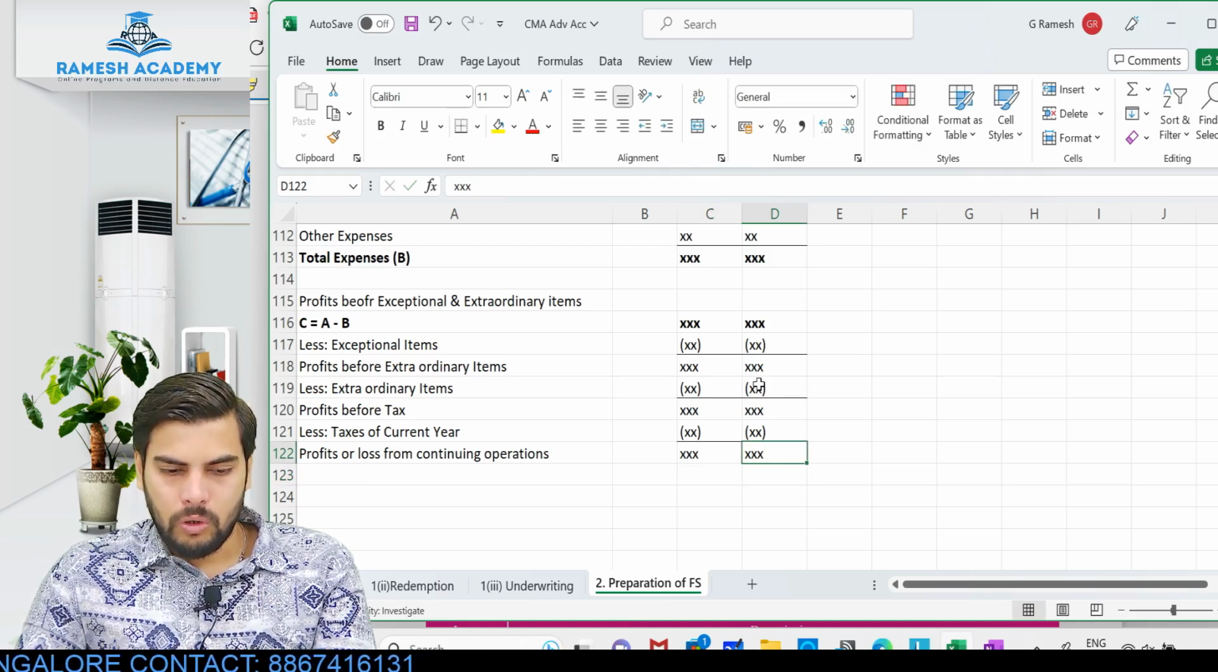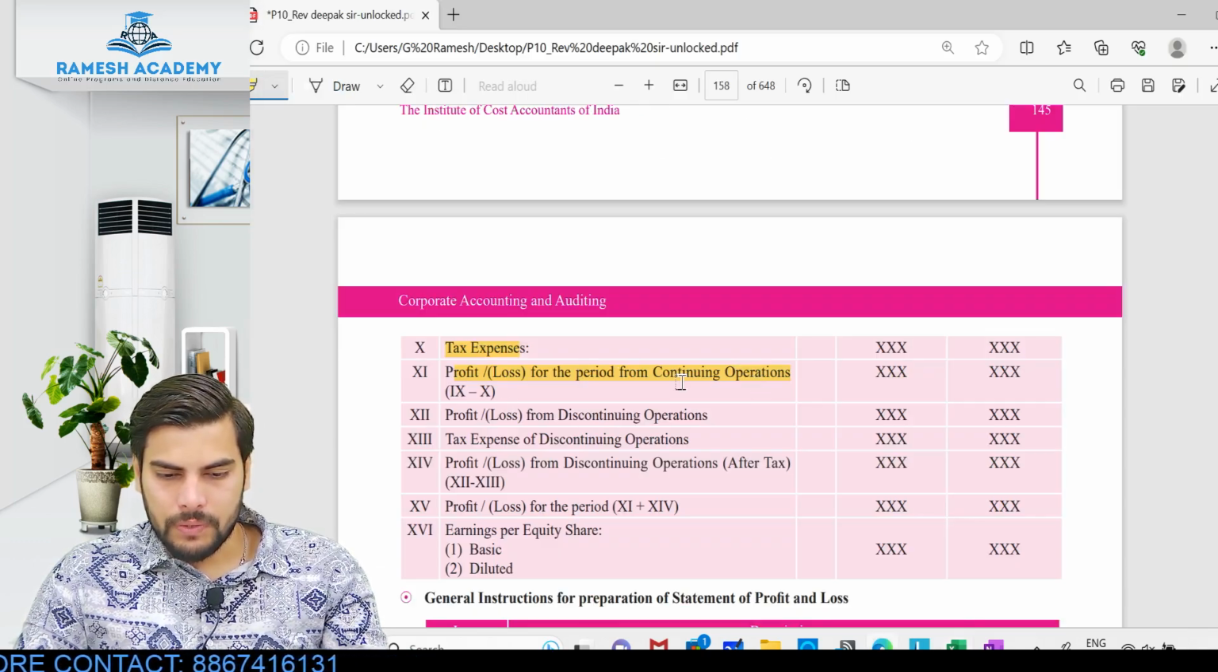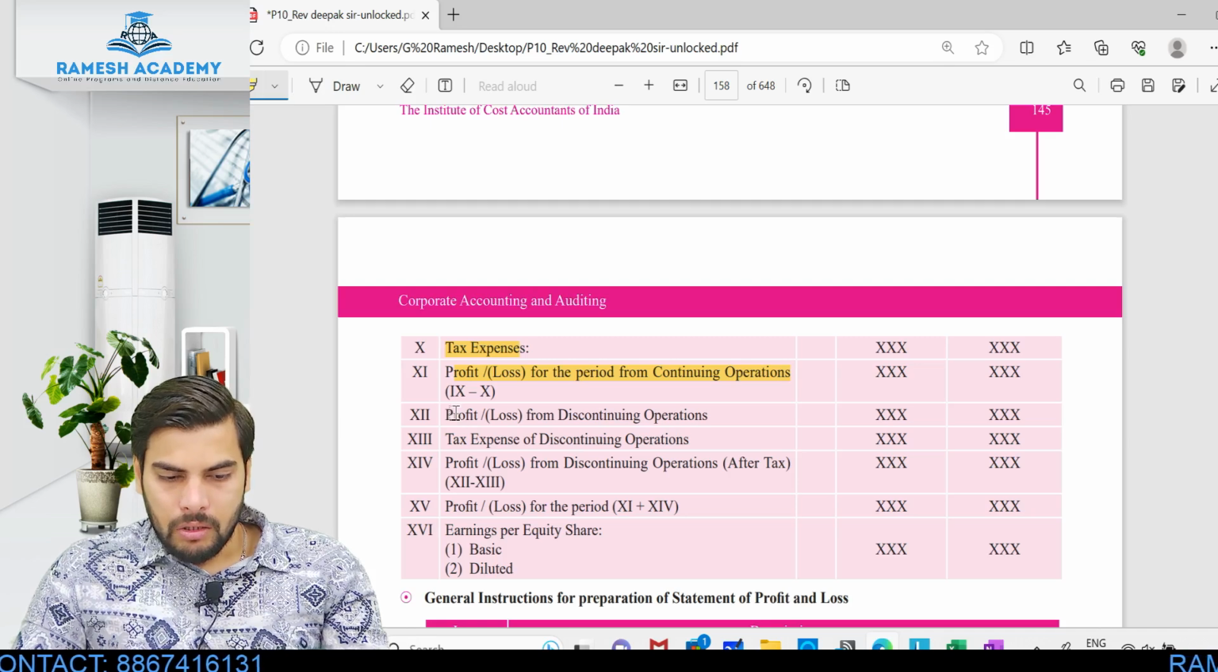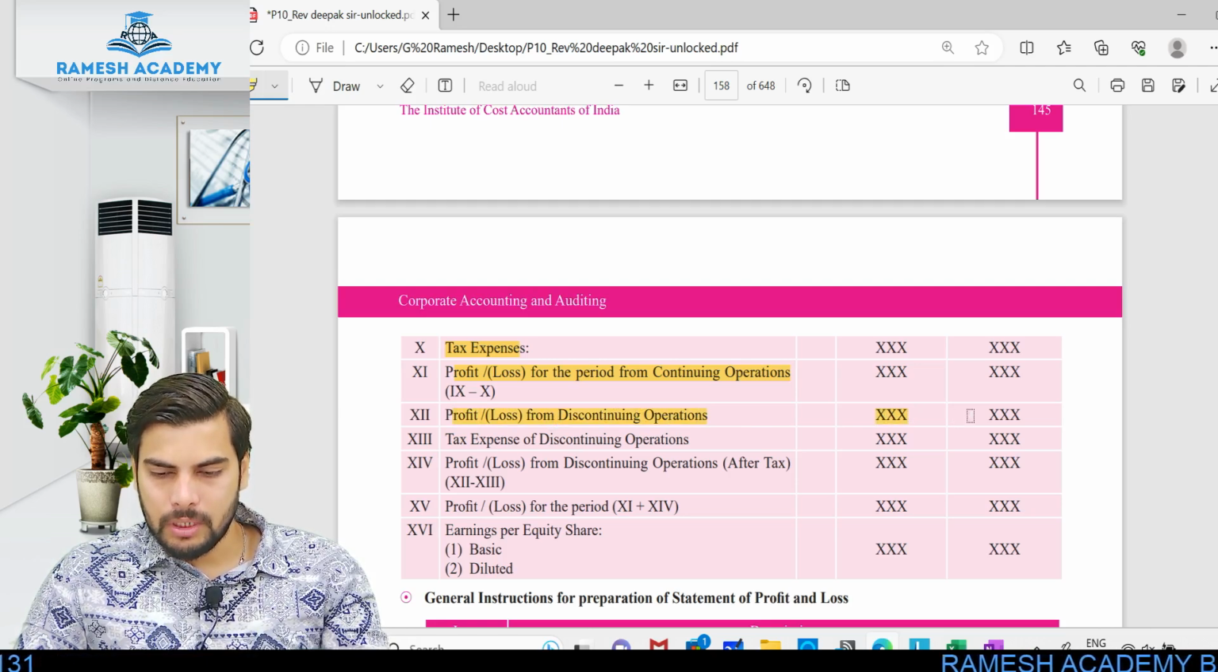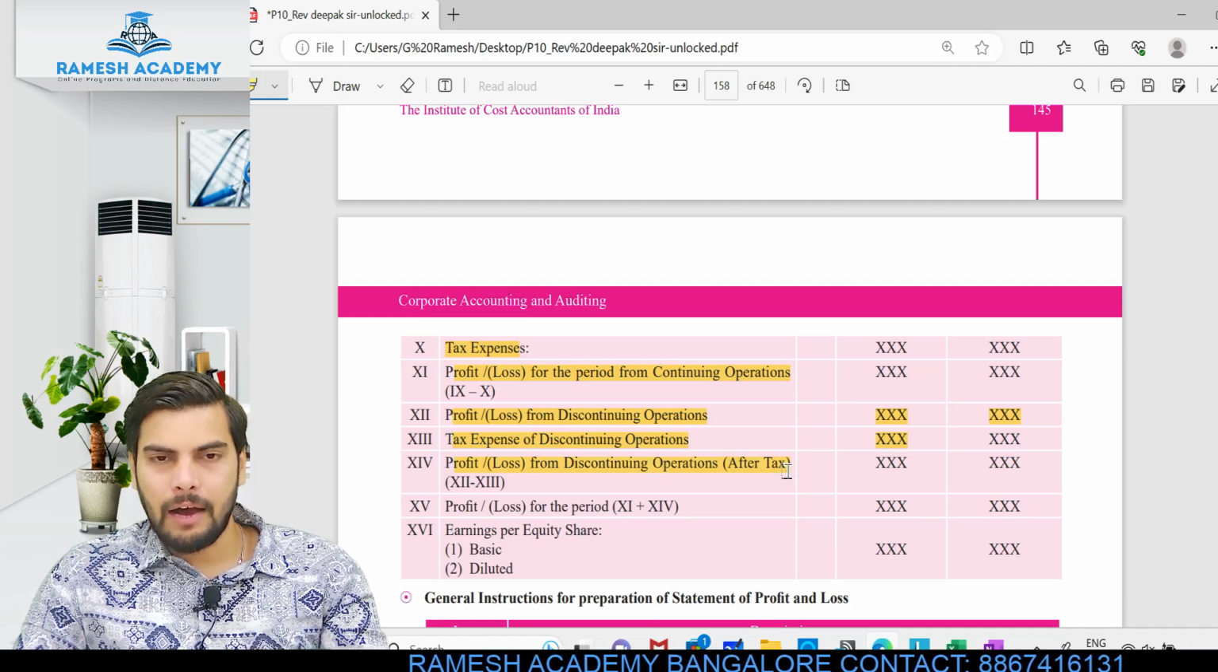Yeah. So in this way, I'll get to know the profit or loss from continuing operation. Profit or loss from discontinuing operation, I'll just be showing it separately. If I've got any profit or loss from discontinuing operation, look at this, I'll be showing it separately. So tax expenses of discontinuing operation. Then from this profit or loss from discontinuing operation, deduct the tax, I get to know the profit or loss from discontinuing operation after tax.